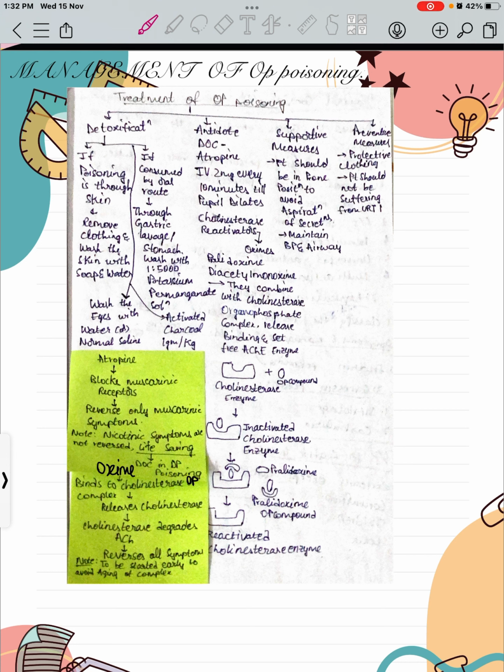Supportive measures include keeping the patient in prone position to avoid aspiration of secretions, and maintaining BP and airway. Preventive measures include protective clothing. The patient should not be suffering from upper respiratory tract diseases.